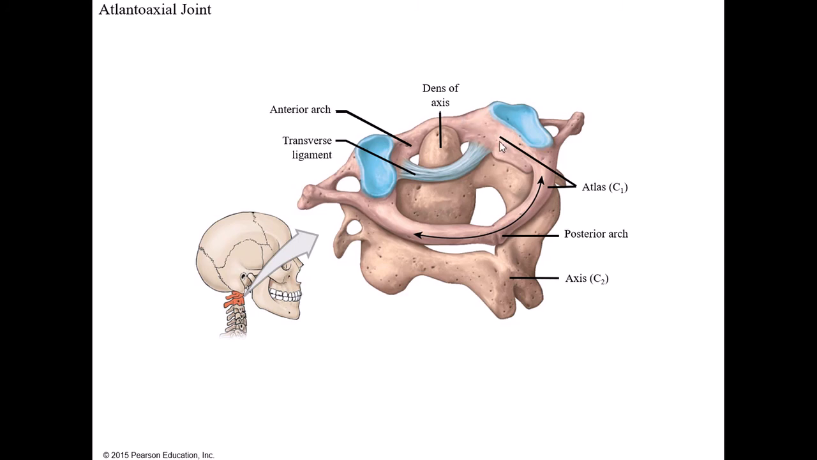Again, you see nicely here too. This is the lateral mass right over here. Posterior arch, anterior arch of the atlas, the dens.